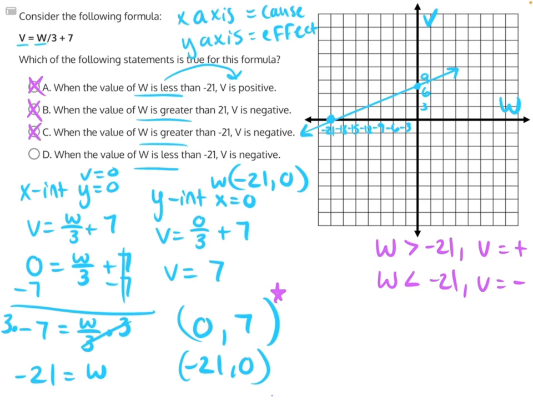And finally, D, when the value of w is less than negative 21, v is negative. This is correct because when we go to the left-hand side of w equals negative 21, we get v values that are below the x-axis, making them negative and making D our correct answer.